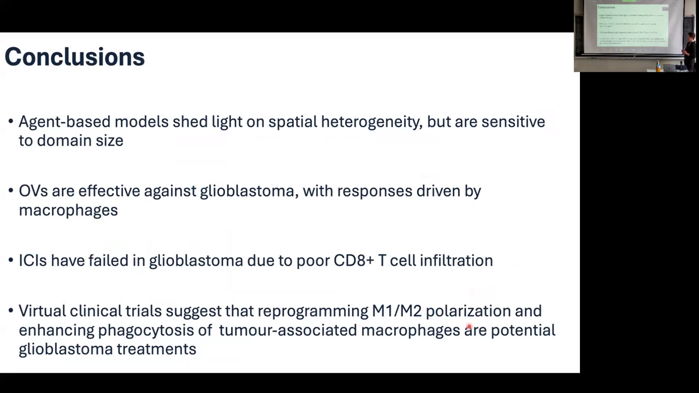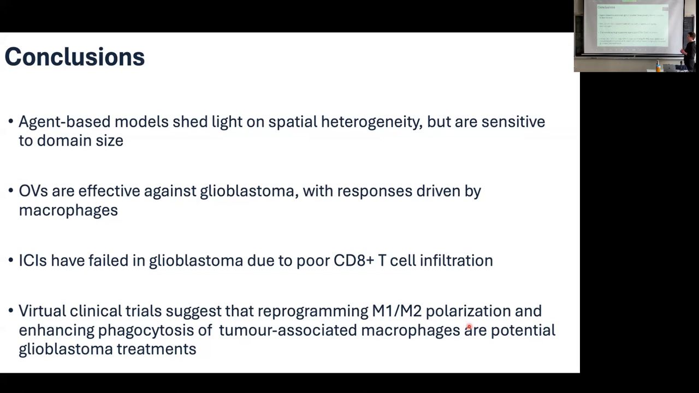So just to wrap up, agent-based models are super useful. I hope so, because we use them a lot in our lab. They help us understand spatial heterogeneity, which can show us effects that are spatially derived that we may not see in an ODE model, but they have obviously limitations. And one is that it seems that they're very sensitive to domain size, at least in these kinds of applications. So that should be taken into account.